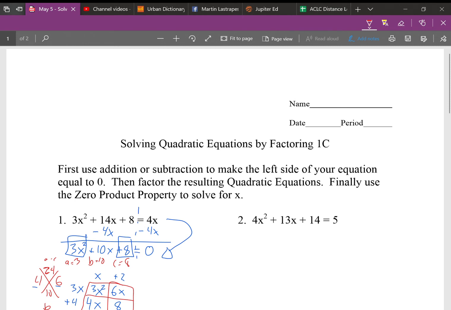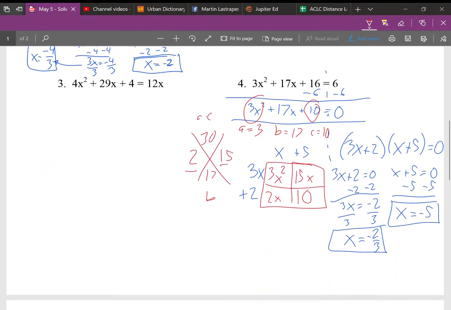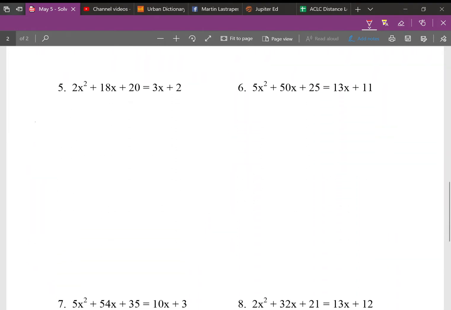I do want to do one more example with you on this assignment, solving quadratic equations by factoring 1c. And I just want to show you what it looks like if I have more than one thing on the right hand side to get rid of. So let's go ahead and look at number 5.